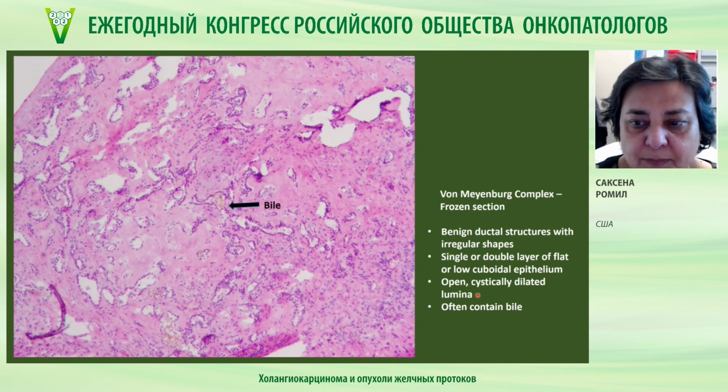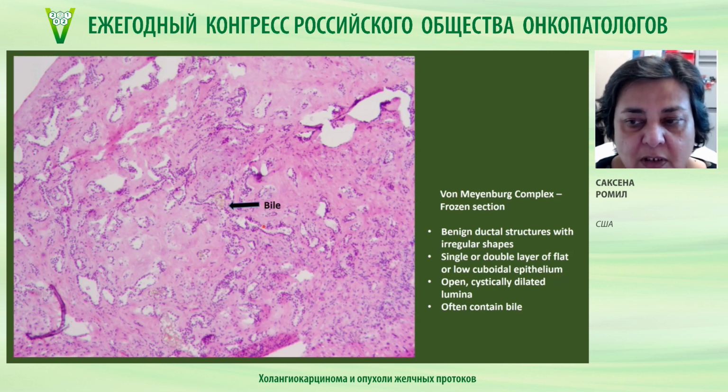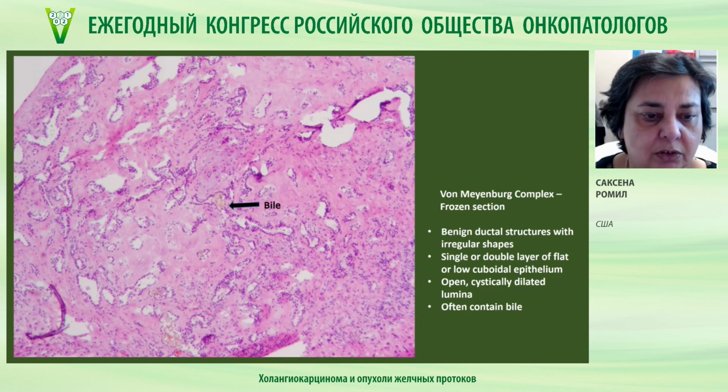So some of them have cystically dilated lumina, and they're lined by a single or a double layer of flat cuboidal epithelium. Some of these might contain bile. For example, there is bile over here. There is bile in this cystically dilated duct, and there's some bile over here.